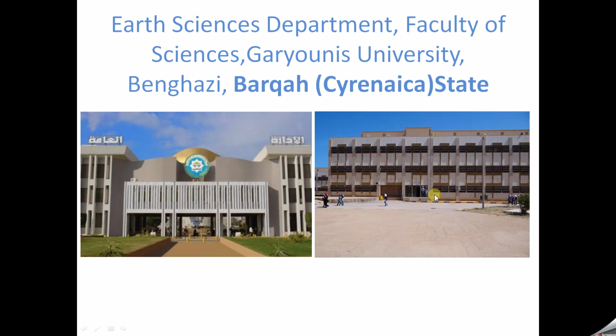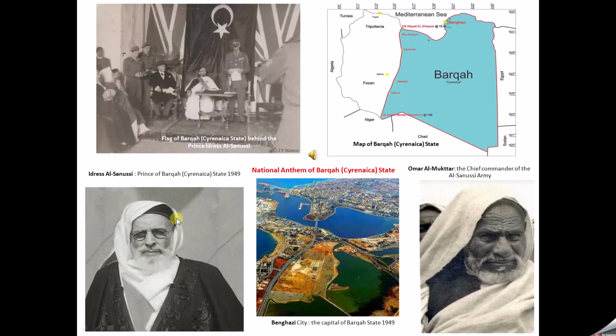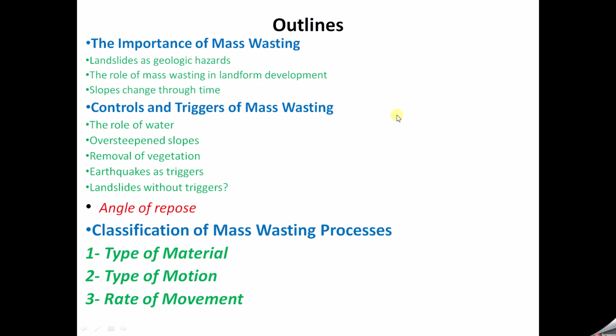This is the Department of Earth Sciences, Yunus University, and this is the main entrance of the university. This is Prince Idris, Prince of Cyrenaica State, and the founder of Yunus University. And here's the flag of Cyrenaica State behind Prince Idris. Benghazi is the capital of Cyrenaica State. Omar al-Mukhtar is the chief commander of the Senussi army. And this is the map of Barga State or Cyrenaica State.